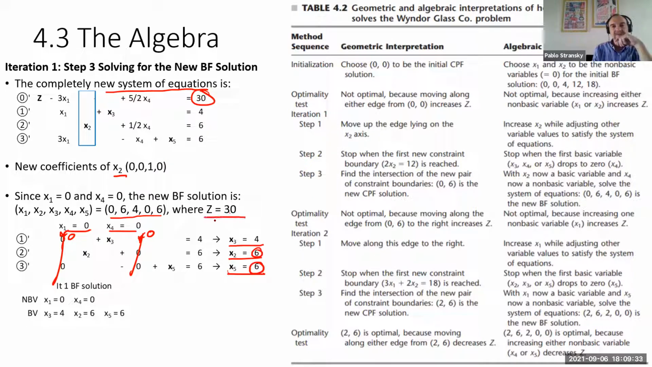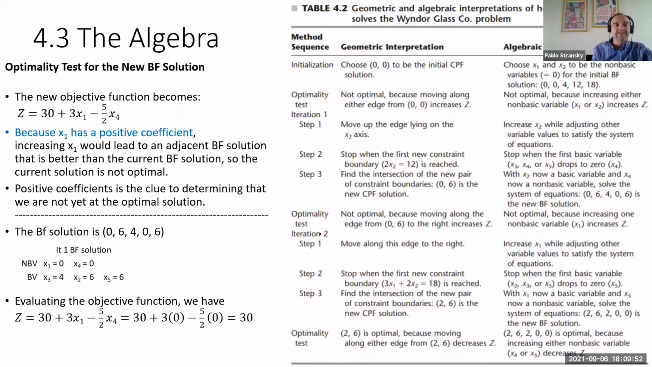Okay, so z is equal to 30. And this is going to be my iteration 1 BF solution, where we exchange x2 with x1. After doing step 3, remember, we go back to our optimality test. And here in the optimality test, and this is the second time I'm repeating this, positive coefficients are a clue to determining that we are not yet at the optimal solution.